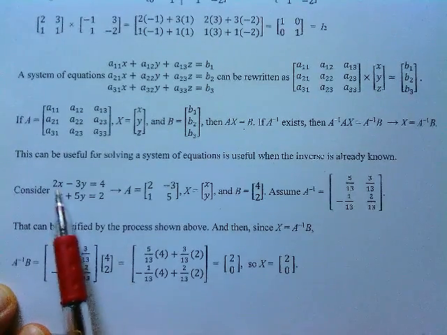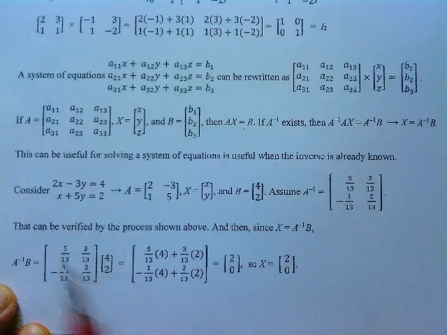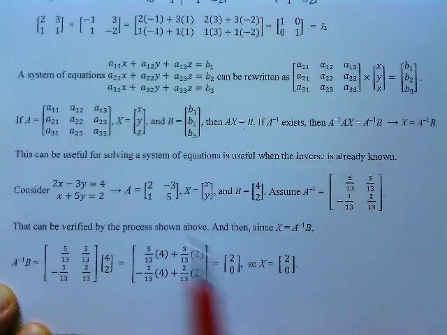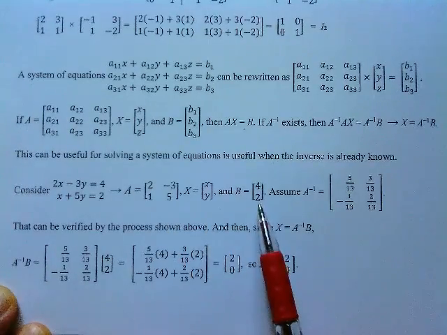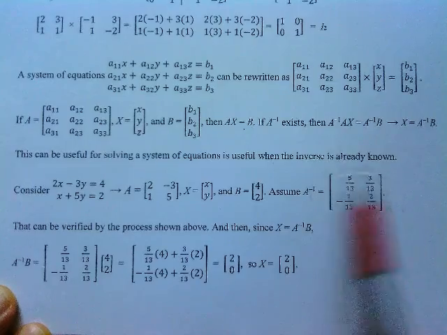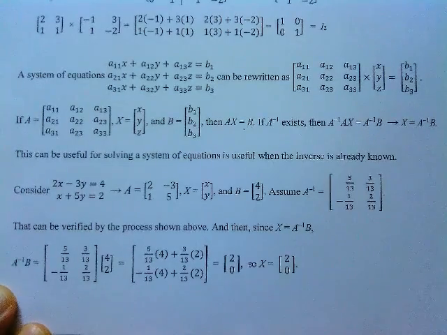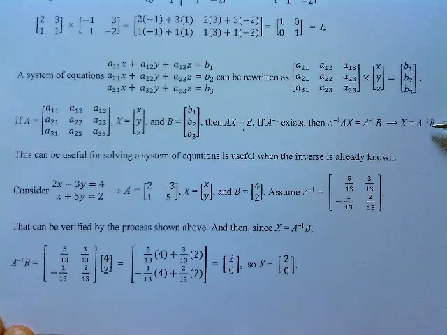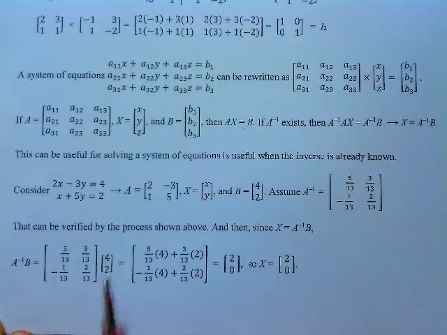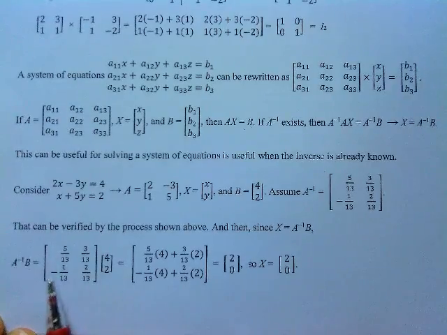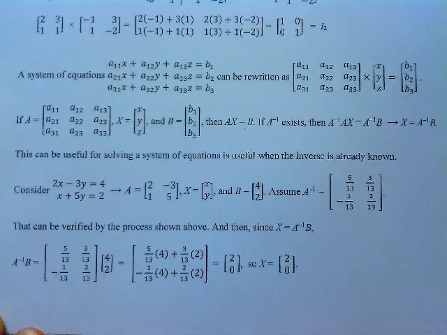For example, let's suppose we had 2x minus 3y, x plus 5y equals the 4 and 2. We have separated them into, here are the elements of A, elements of x, elements of b. Now in this case they have just given us the inverse, and we want to use that to solve it. So going back to what we had up here, x will equal the inverse of A times B. So inverse of A times B will be this times that, and again these two times those two, and then these two times those two give us our 2 spots.